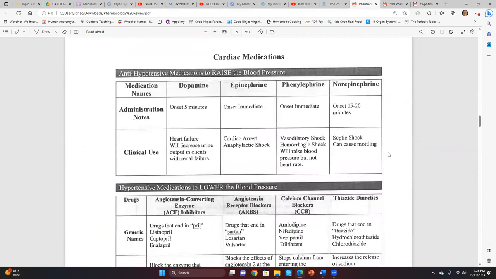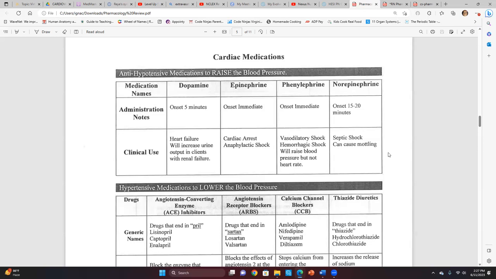So we're on cardiac medications. When we think about cardiac medications, these antihypotensive medications actually raise the blood pressure. So we're thinking about dopamine, epinephrine, phenylephrine, and norepinephrine. Dopamine has a quick onset, right? 5 minutes. Epinephrine is immediate, as well as phenylephrine. And then norepinephrine, the onset is 15 to 20 minutes.